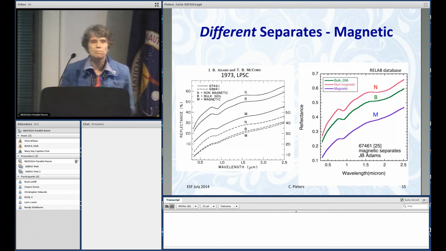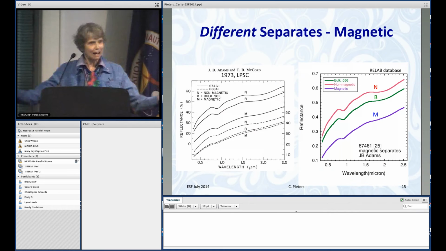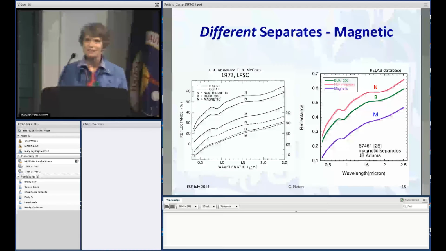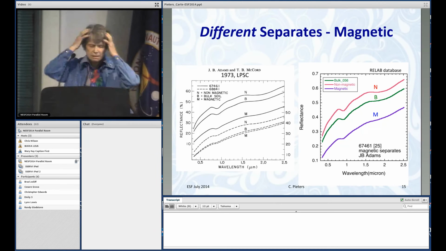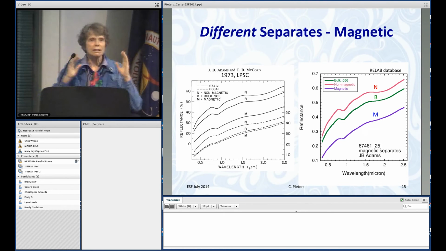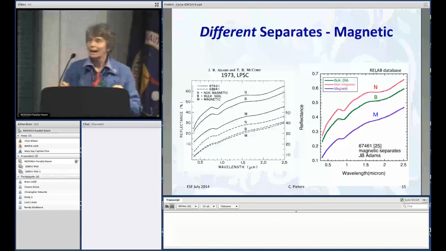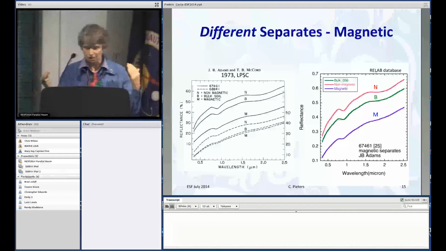Okay, now here's something that you probably don't remember. And I want to echo Larry's comment earlier today. This is some data that is 40 years old now, done by Adams and McCord in 1973. They measured a series of lunar soils. They did magnetic separates of these soils. This was when we were trying to understand space weathering. And they said, aha, we've got it. It's the magnetic component. And so they measured the bulk soil, the magnetic component, the non-magnetic component.